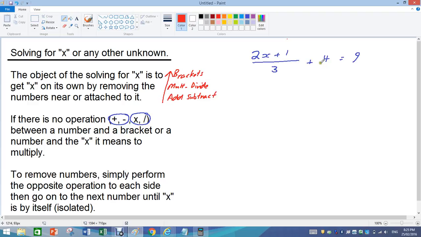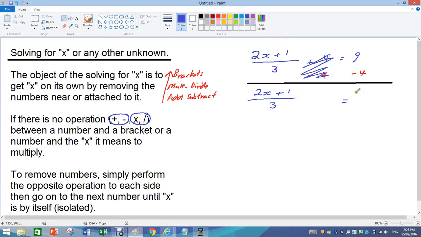This one, first number to remove is the plus 4, so we do minus 4 and minus 4 on the right side. And to fix up the left side now, plus 4 minus 4 is 0. So the left side is simply 2x plus 1 divided by 3 equals 9 minus 4 is 5.